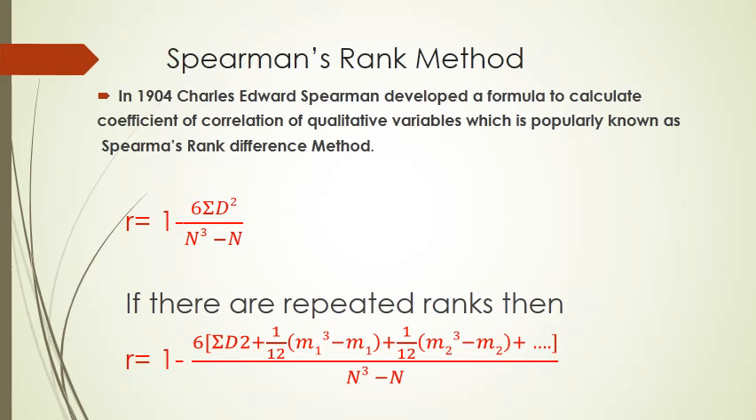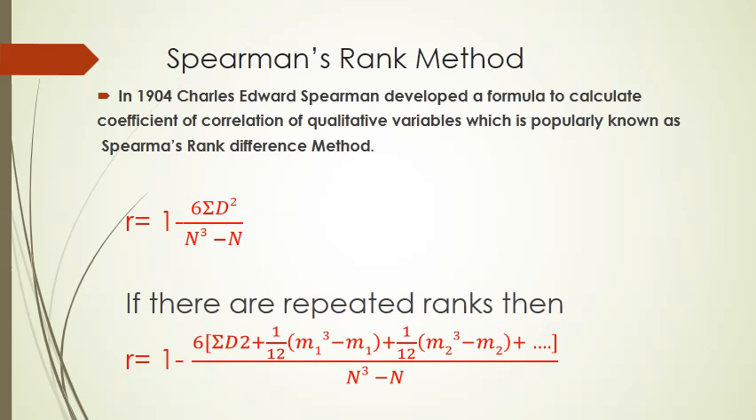If there is no case of repeated ranks, then it is easy for you to give the ranks. But if you are giving the higher rank to the highest value in one variable, you have to follow the same procedure for the other variable as well. For example, if one variable is x and you are giving first rank to the highest value, then in y you have to give the first rank to the highest value, or vice versa.